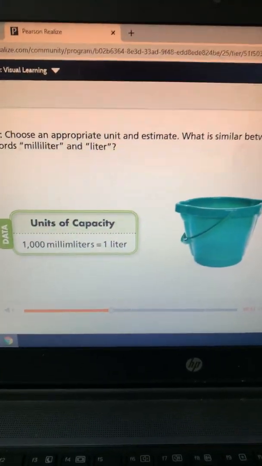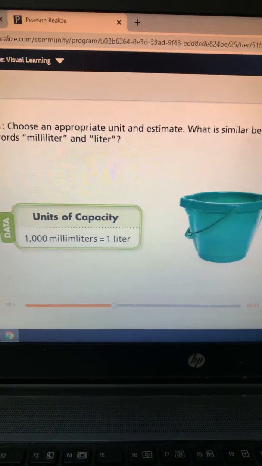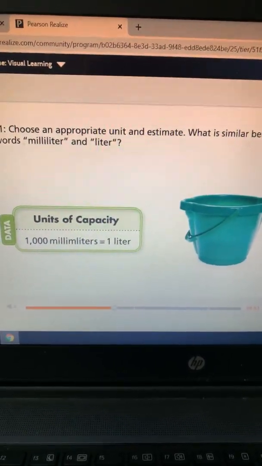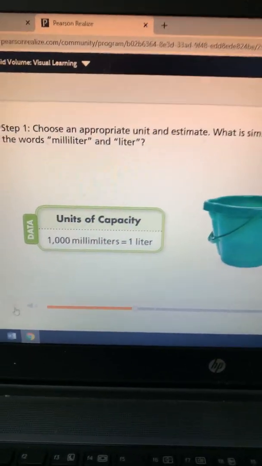All right. As you can see from this, milliliter is a lot smaller than a liter. You need 1,000 milliliters to equal 1 whole liter.